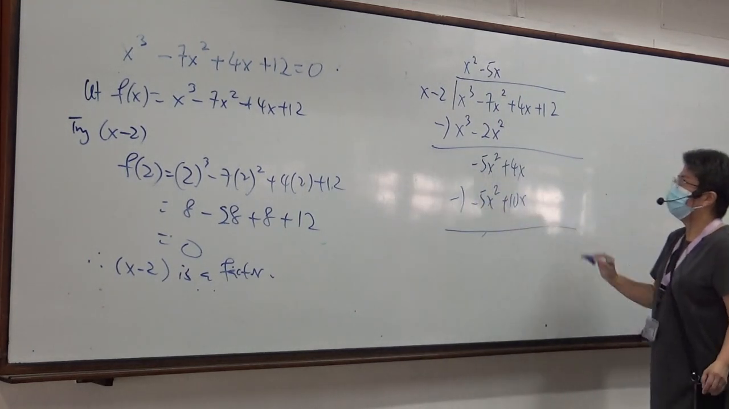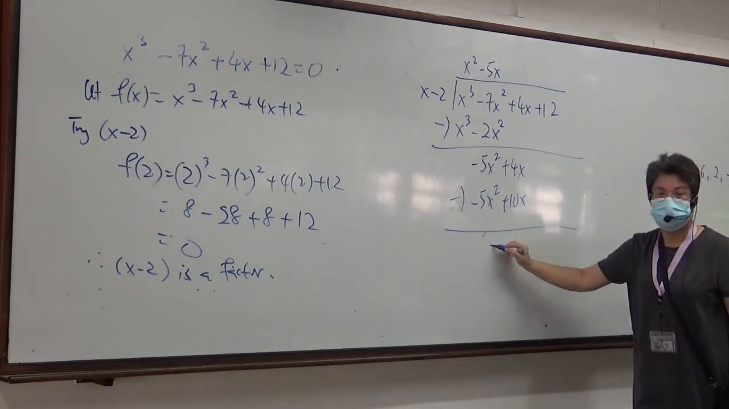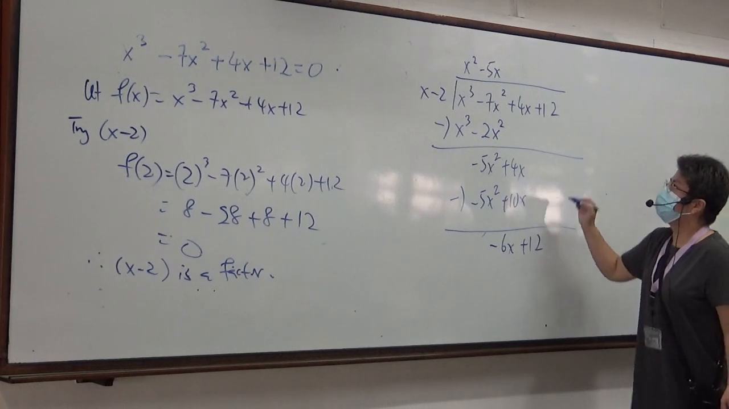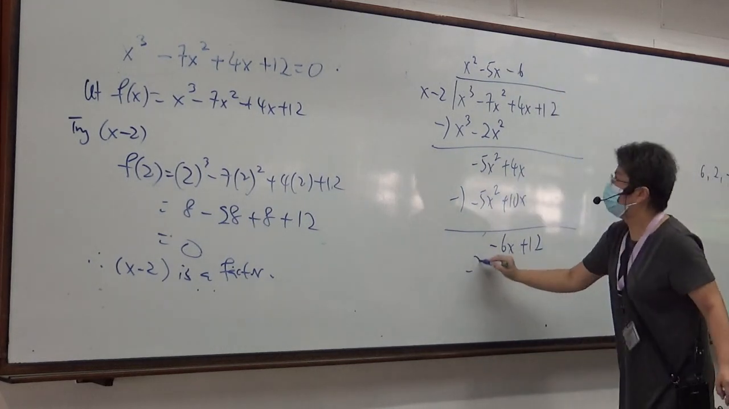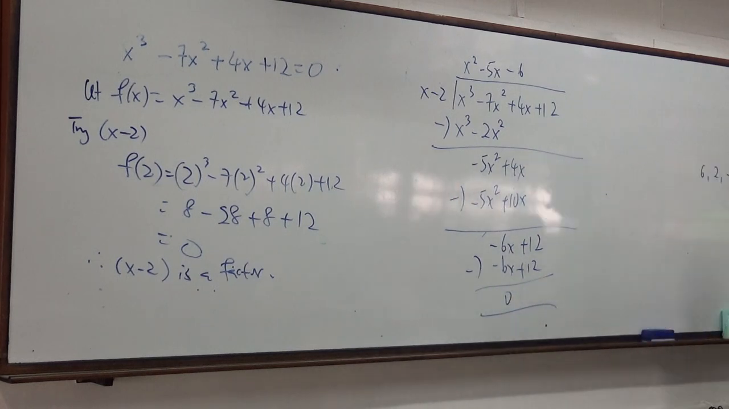Plus 10x. Answer? Very easy. Negative 6x plus 12. This is a negative 6. Negative 6x plus 12. Straight away 0. Let's see it out. Yes or no?